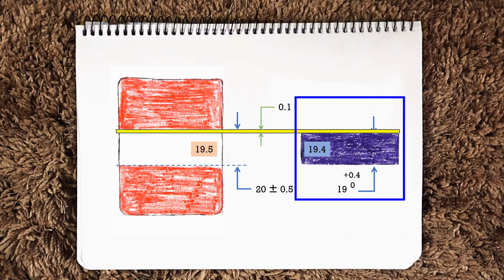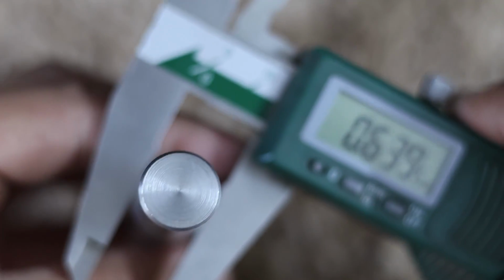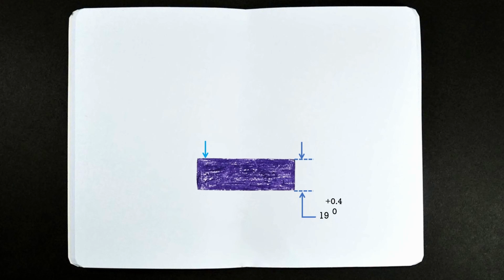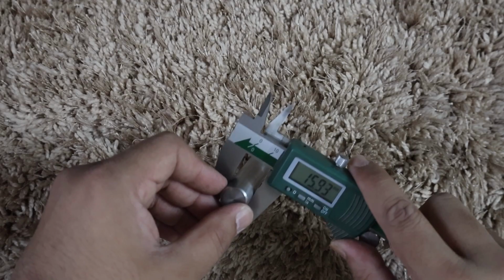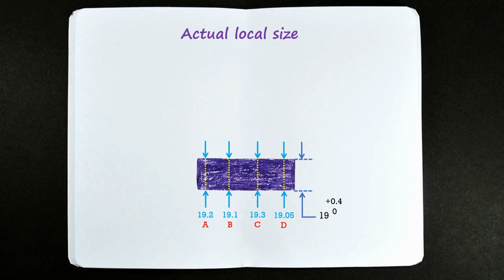Now, after the manufacturing of this shaft, if we take the measurement with a vernier caliper or micrometer, the diameter of this shaft can be slightly different at different points. Or we can say at different sections of the shaft, something like this, 19.2 at point A, 19.1 at point B, and so on. But all the measured diameters should be within the defined tolerance limit, 19 to 19.4. And in the GD&T world, there is a specific term for this measured size, the actual local size.